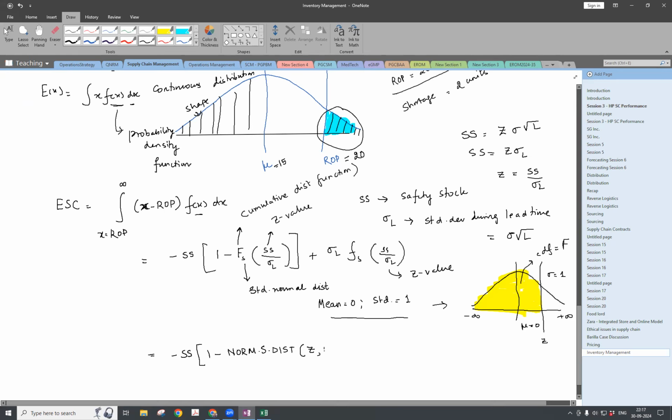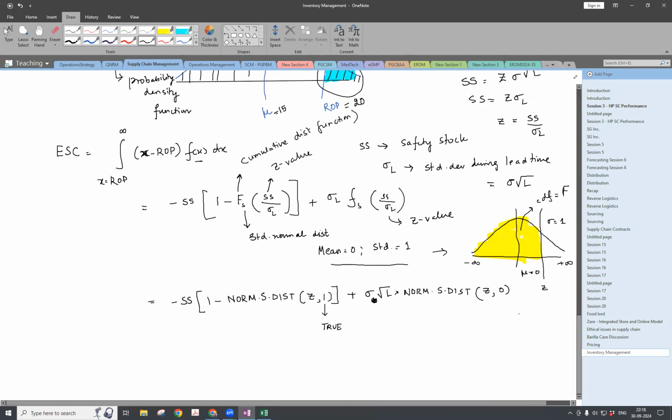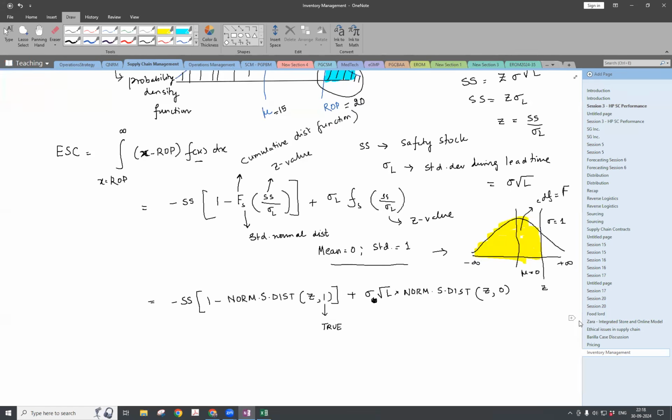So this can be written like this. In Excel, if you write this, this true is representing cumulative distribution. And sigma subscript L, or you can write it as sigma root L, multiplied by NORM.S.DIST of the Z value and 0. Right? So this is how we'll write this in Excel. So we have seen that example. You can go back and look at that example, which is there in the spreadsheet that is given to you. You will be able to understand it better.